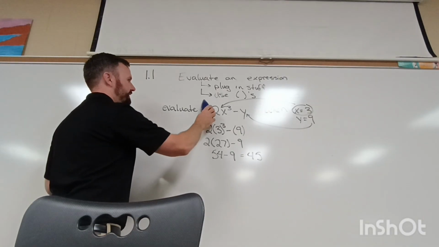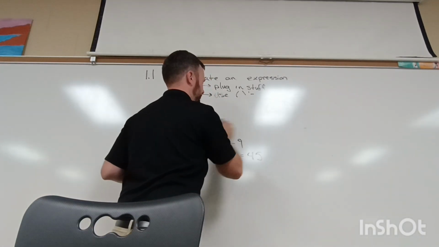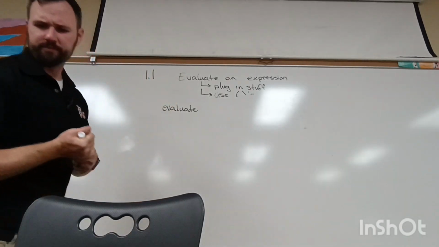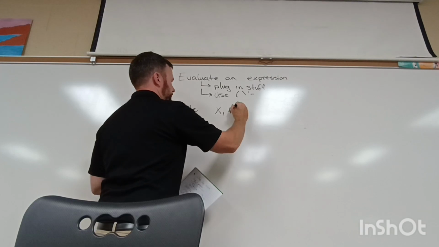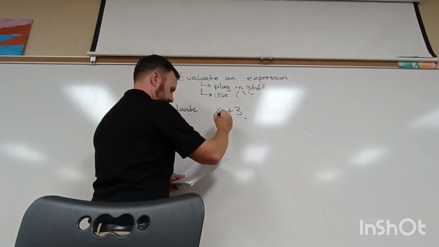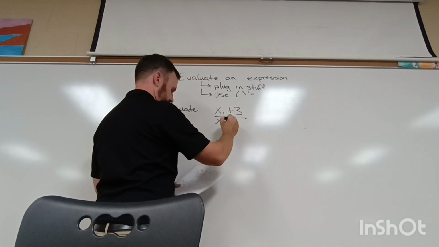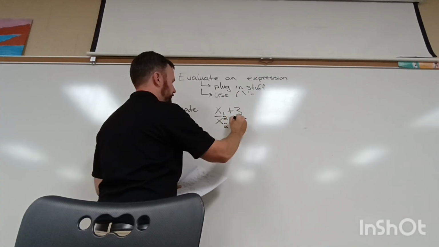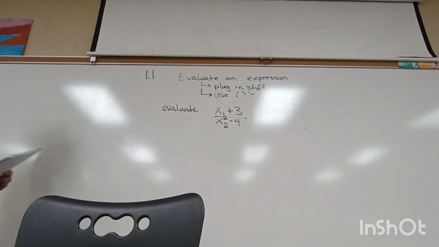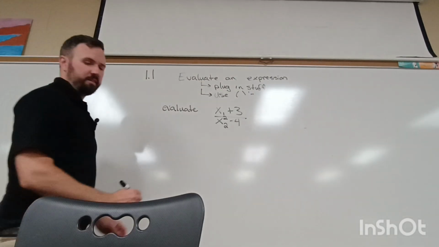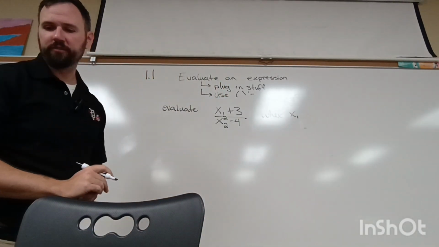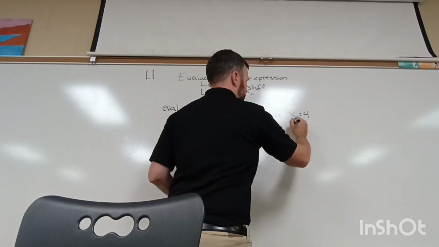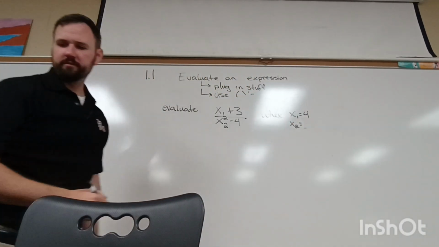Are we good so far? All right, let's do, let's say I have x sub 1 plus 3, x sub 2 squared minus 4. I have a subscript and a superscript. When x sub 1 is 4 and x sub 2 is negative 3.